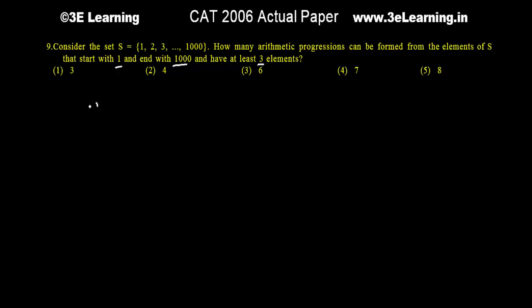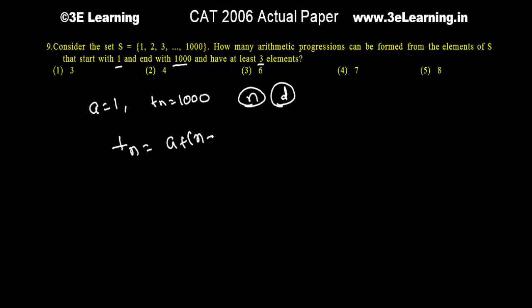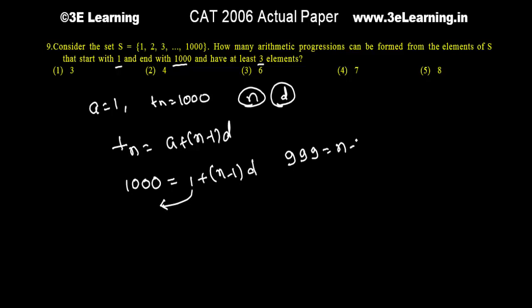Let the first term a be 1, which is given, and the last term is 1000, which is again given. The missing quantities are n and the common difference d. We know the formula Tn = a + (n-1)d. We have Tn equal to 1000 and a equal to 1, plus (n-1)d. Now this 1 should come to the LHS, which becomes 999, and this is (n-1)d.